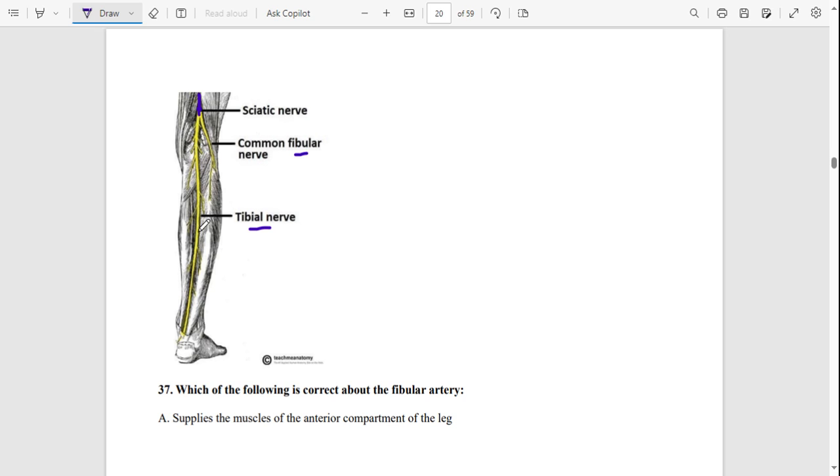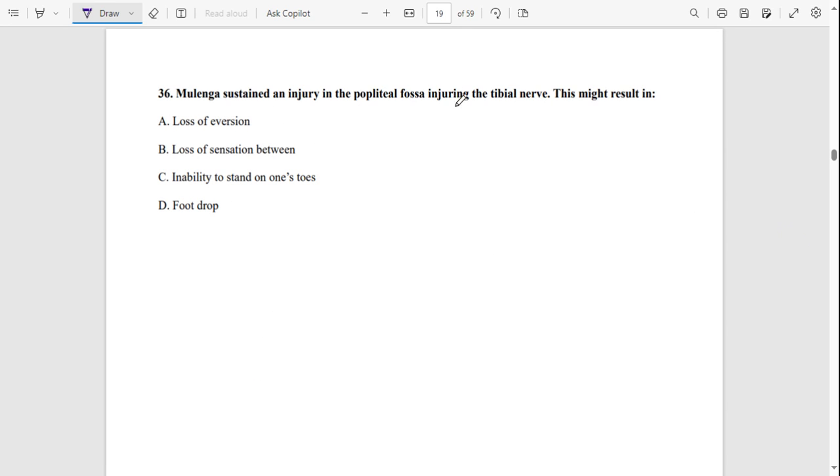The tibial nerve will go on the posterior end of the leg and then it will go down there. And this one is going to have a lot of functions. And then the common fibular nerve is going to turn. You can see it turns and goes to the front of the leg. Okay, like that. So let's now answer. There is injury to the tibial nerve.